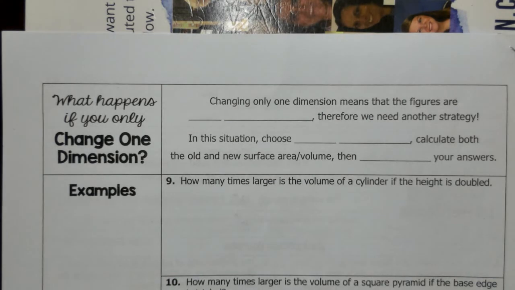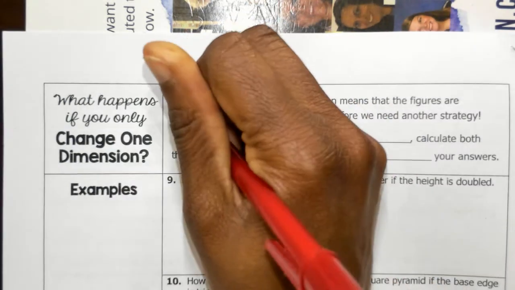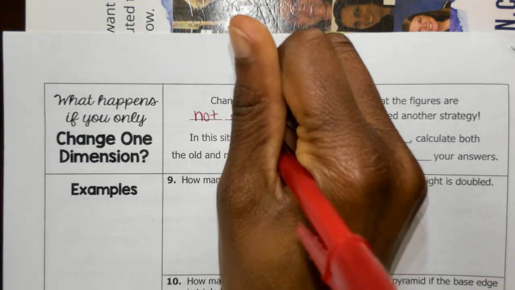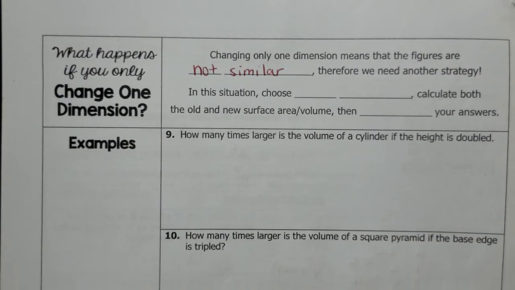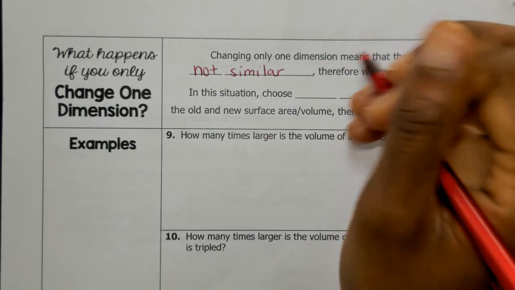Okay, so changing only one dimension is different than changing all the dimensions. Changing only one dimension means that the figures are not similar anymore. Therefore, we need another strategy. So in this situation, we want to choose. Actually, I don't really choose test values, but that was what originally her notes had.